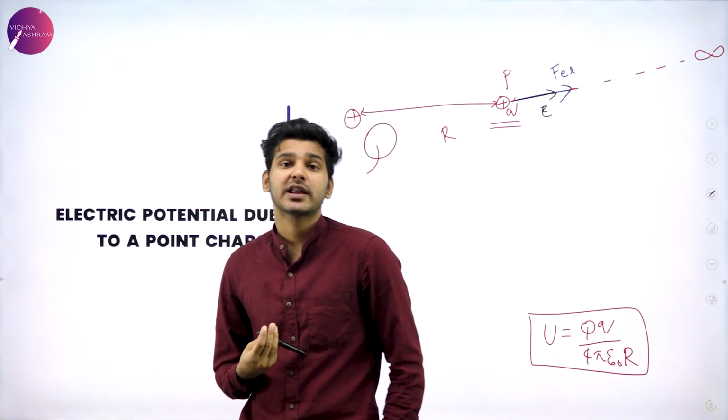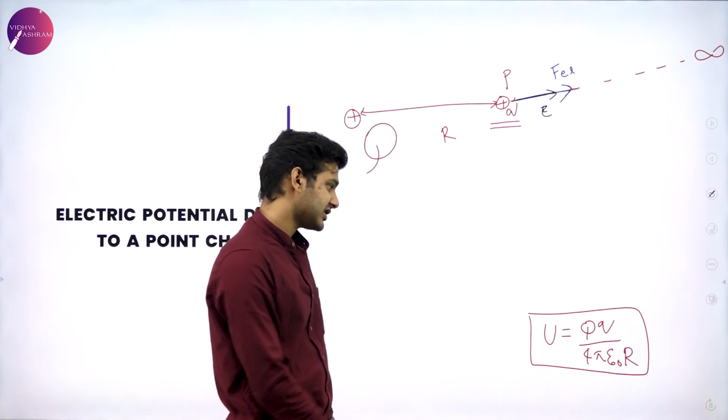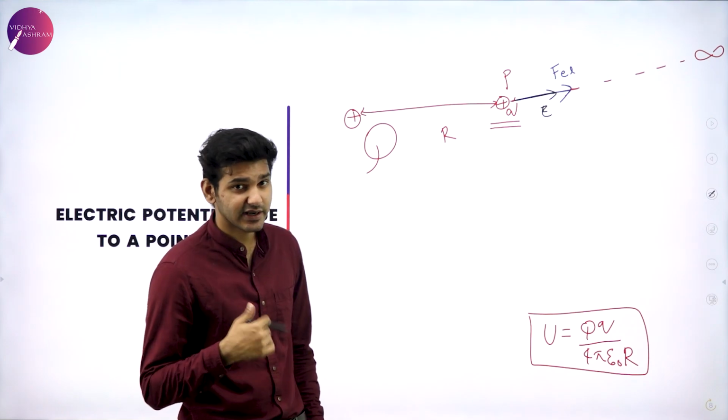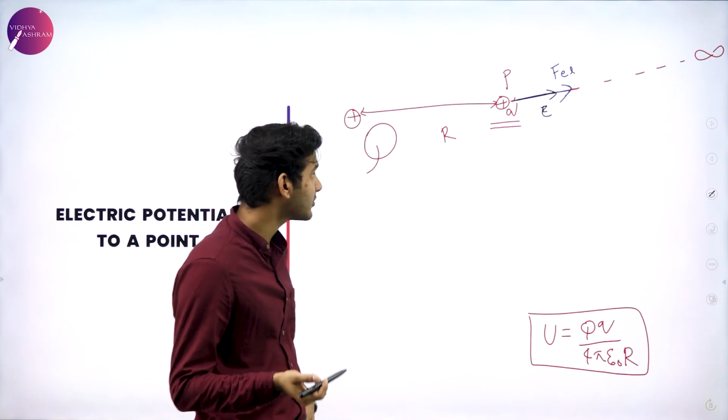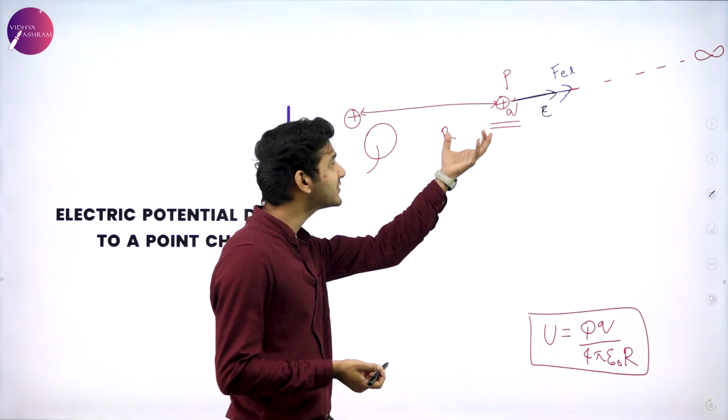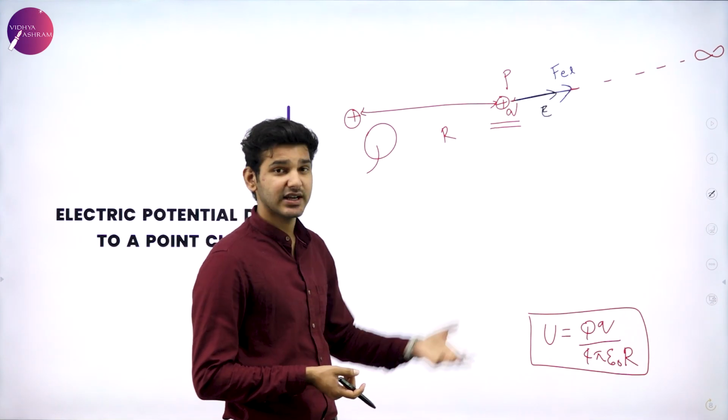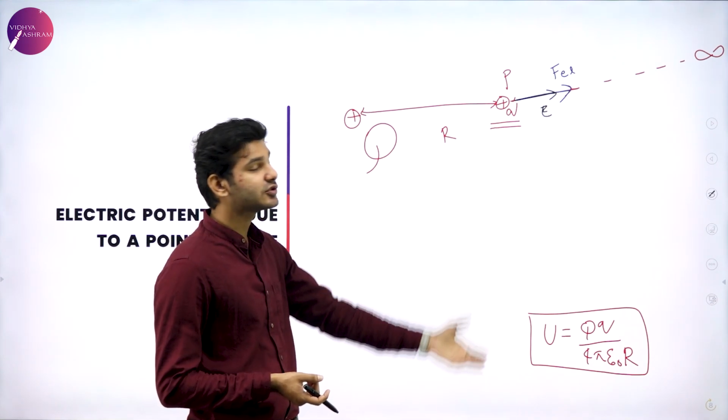Now we have seen what exactly potential energy is, and that is given by the equation. And the definition of potential energy is nothing but the work done in order to keep this point charge in space there. That is, the energy stored between these two particles.